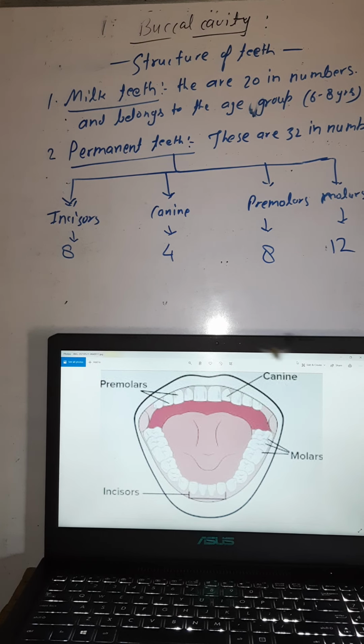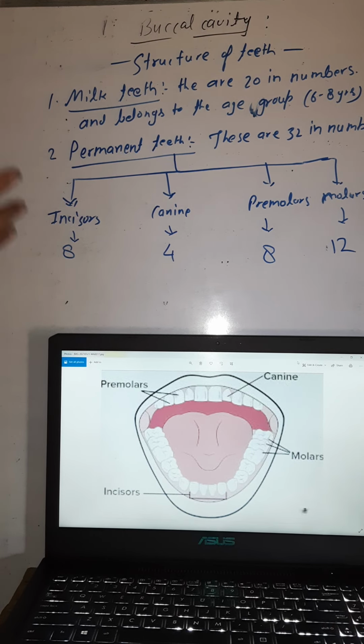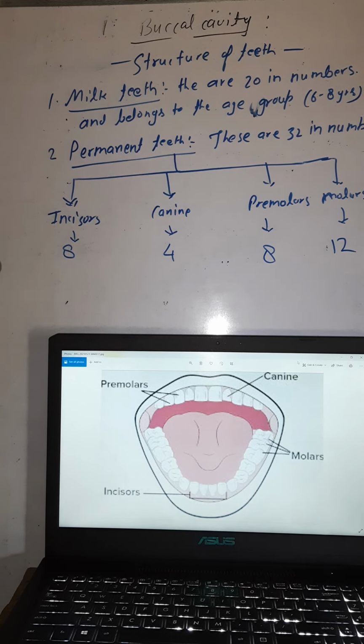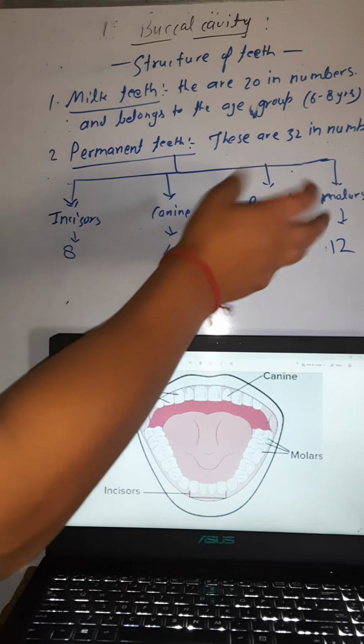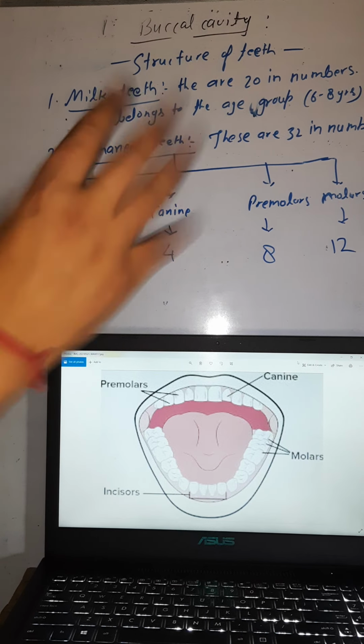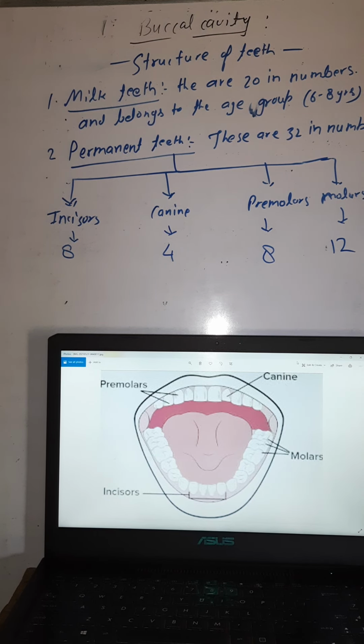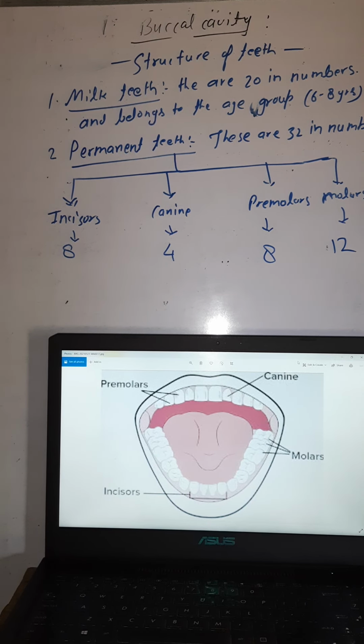Now, when you chew food, what is the function of these different teeth? Each set of teeth has a different function; all are not doing the same function. The function of the incisor is to cut the food. The function of the canine teeth is to tear the food. The function of both premolars and molars is to chew the food. This is how the function has been divided among the different sets of teeth.